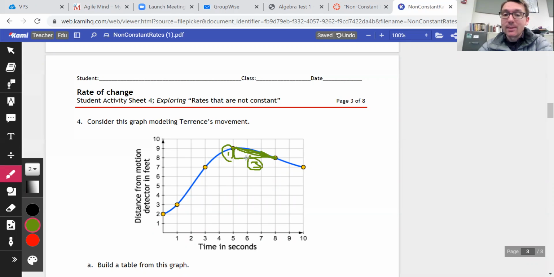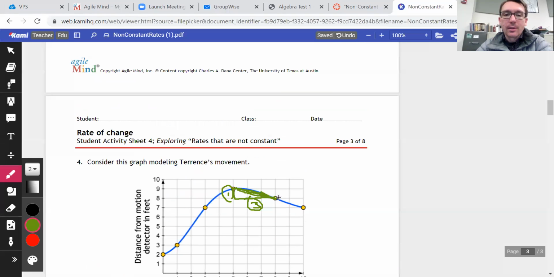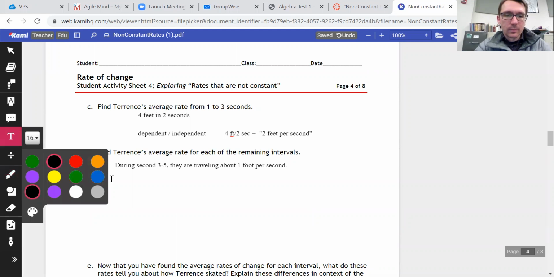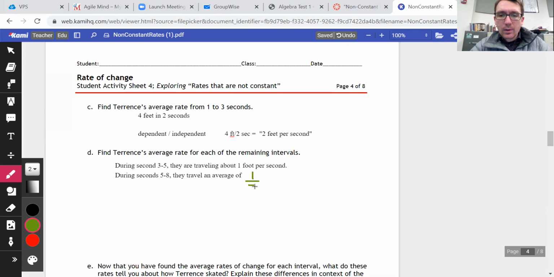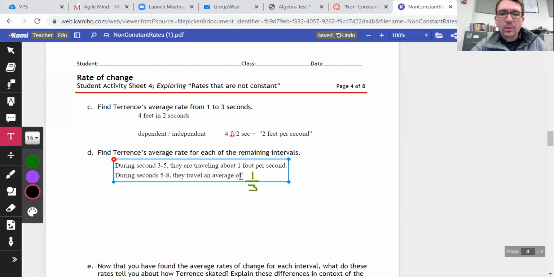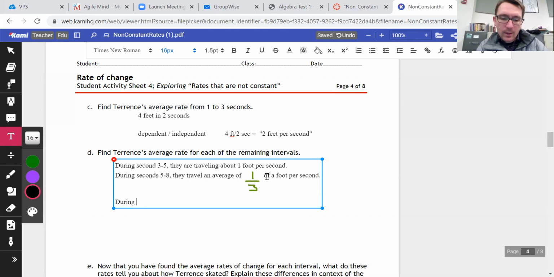It's a fraction of this guy and that guy. Every time the answer is a fraction of the left, or the up and down divided by right to left. That's also how we find slope. It's the same thing. So we got 1/3. So during seconds 5 through 8, 1/3 of a foot per second. All right, last one is during seconds 8 through 10.